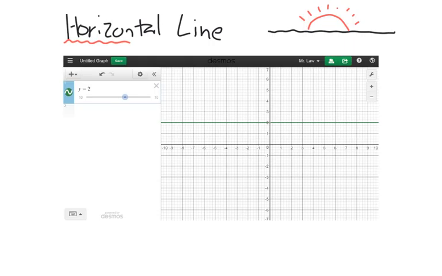Over on the left, you'll see that the equation of this line is y equals 2, which looks nothing like our previous examples because we know the general equation of a line is y equals mx plus b. That's why horizontal lines are a special case. The method of determining the equation of a horizontal line is actually quite easy, and this is what you do.